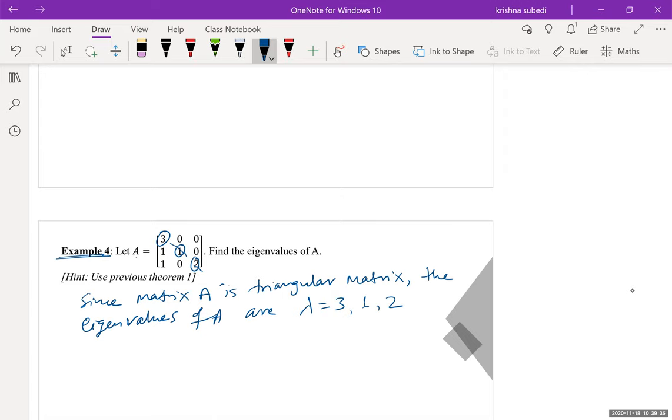Now, let's move to the next section, 4.1. In section 4.1, if the matrix is not triangular, how can we find the eigenvalues of the matrix? We'll learn that in our next class, in the next section, 4.2.